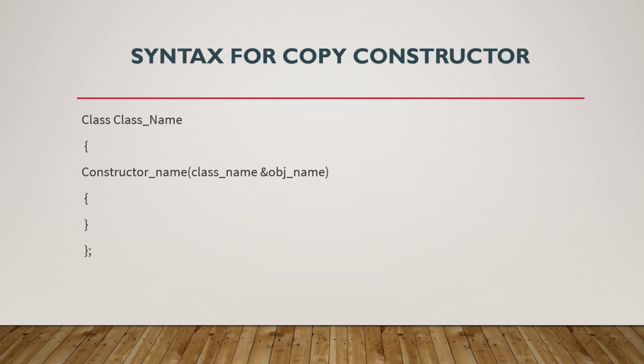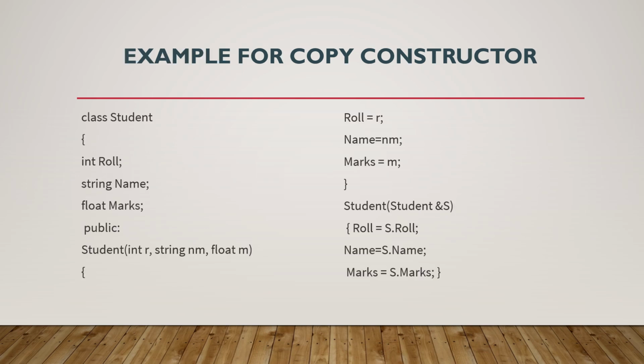This is the syntax representing copy constructor. In this case, within the constructor name, we are representing the class name as well as the object name. This is an example stating the copy constructor. Here we have the constructor student and the same student constructor is copied here with the class name and the object name.